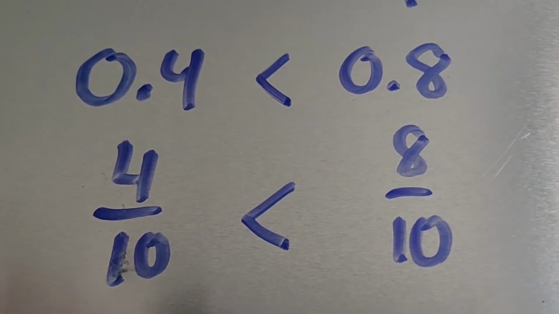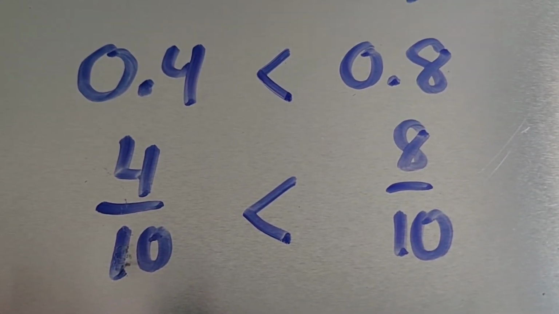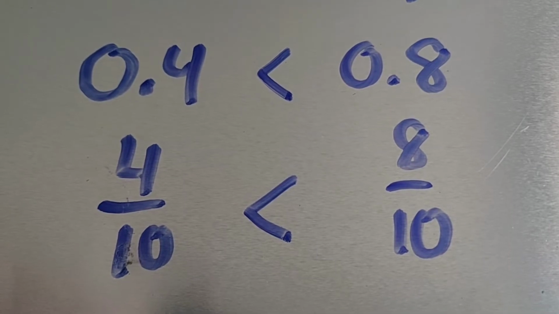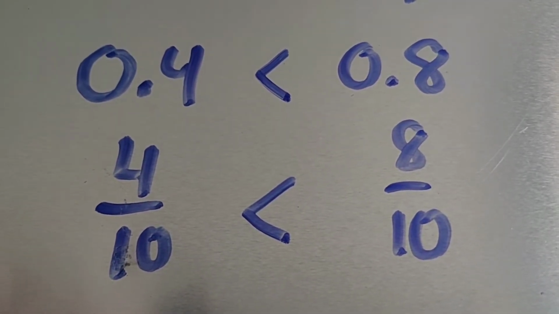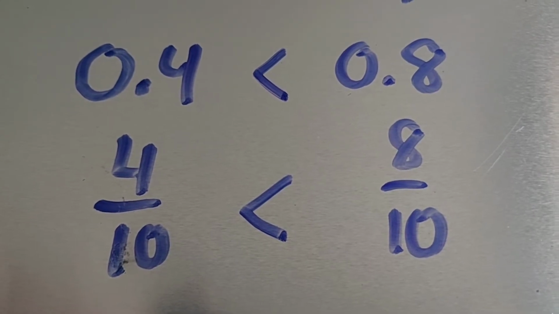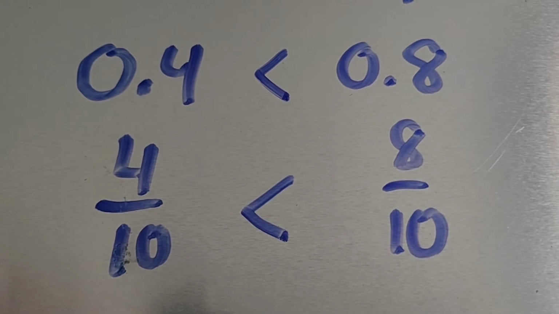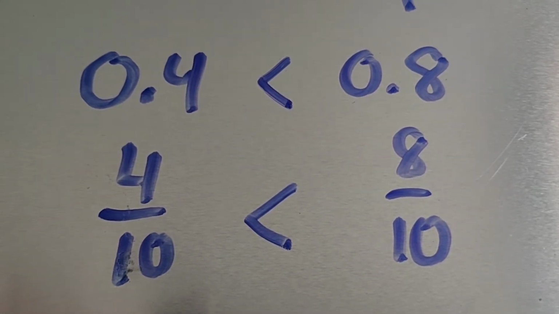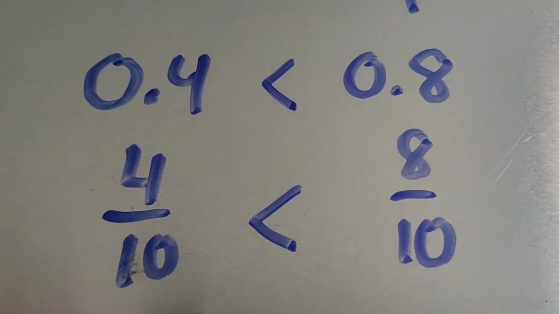So since 4/10 is less than 8/10, and 0.4 is equivalent to 4/10, and 0.8 is equivalent to 8/10, if 4/10 is less than 8/10, then 0.4 is less than 0.8. Because 0.4 and 4/10 are the same thing, and 0.8 and 8/10 are the same thing.